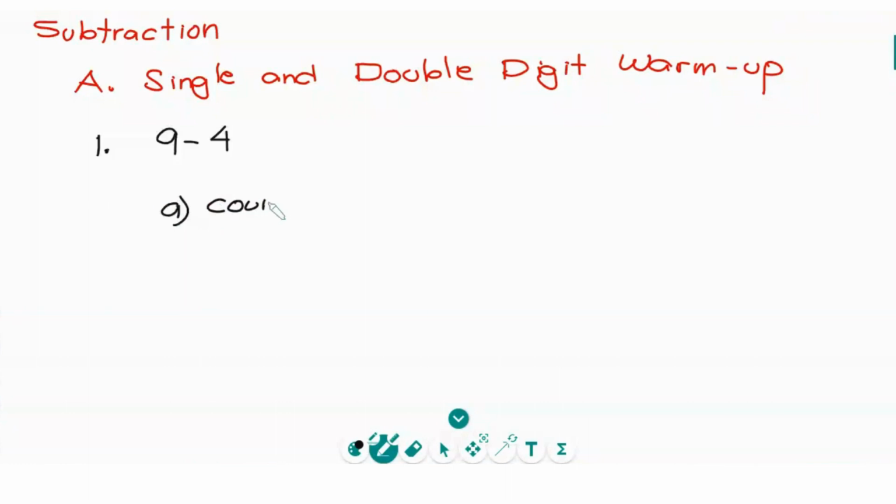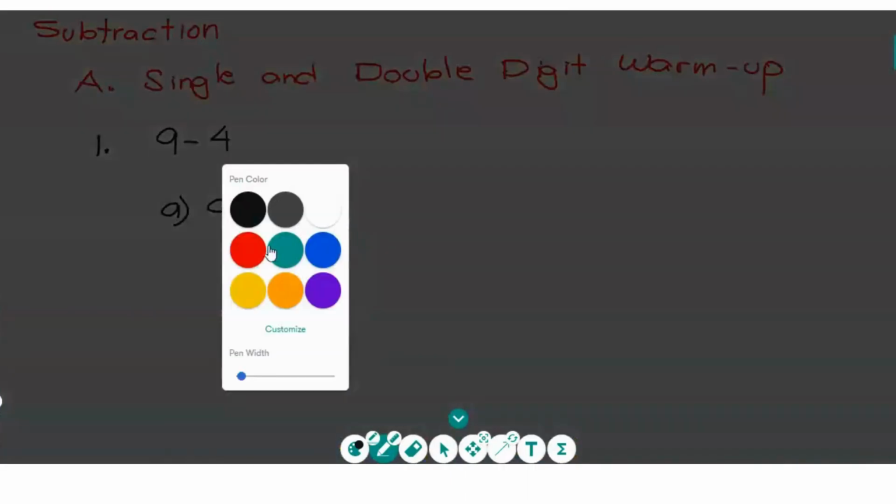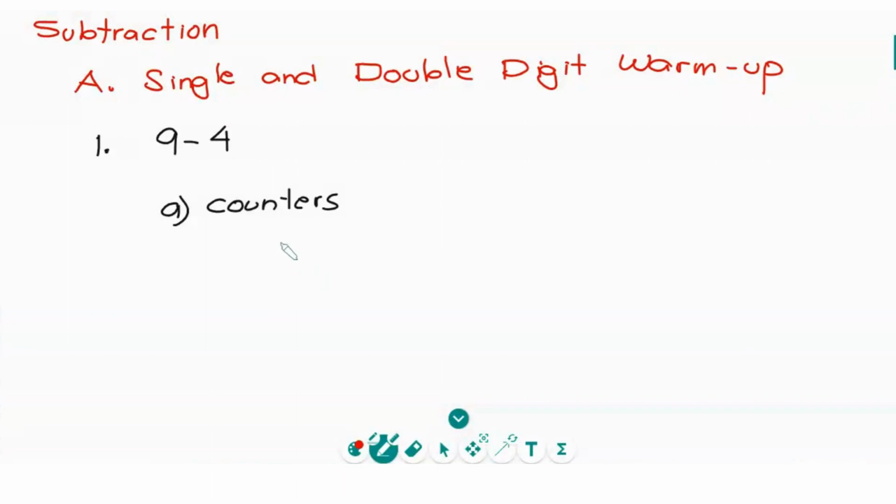When using counters, we're going to have 9 counters at first. Let's say we're going to use red counters. So we have 1, 2, 3, 4, 5, 6, 7, 8, and 9 counters. Originally we have 9 counters, and we're going to cross out 4 of them. So we have 1, 2, 3, and 4.